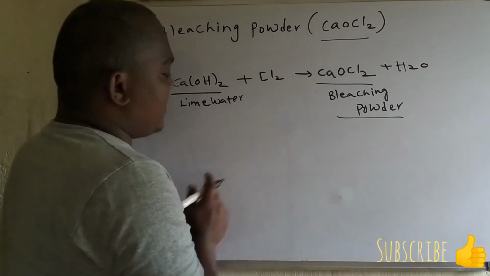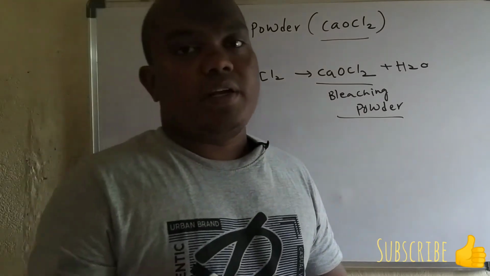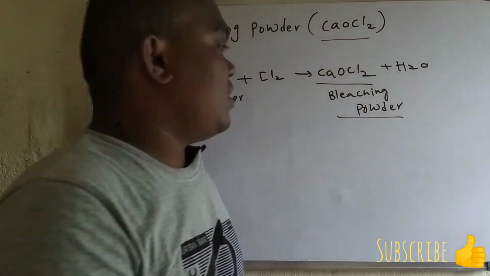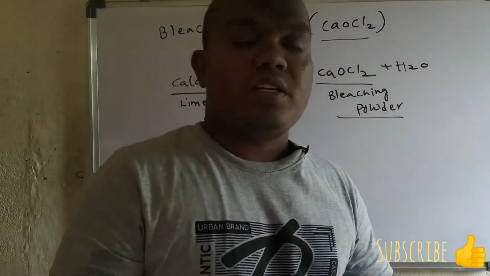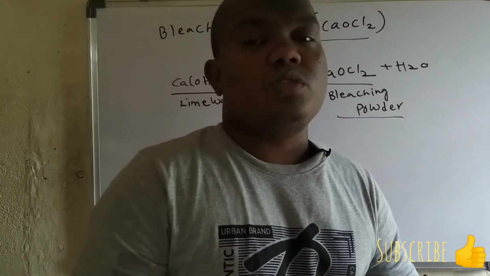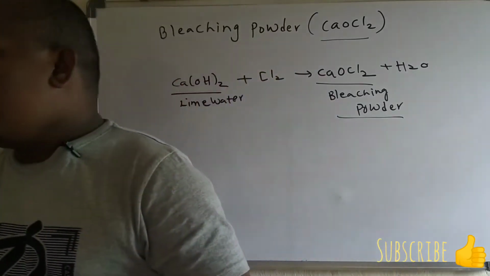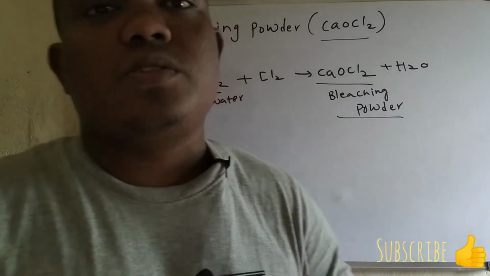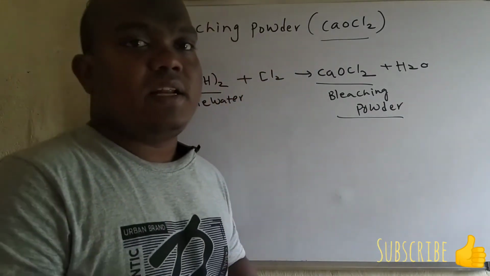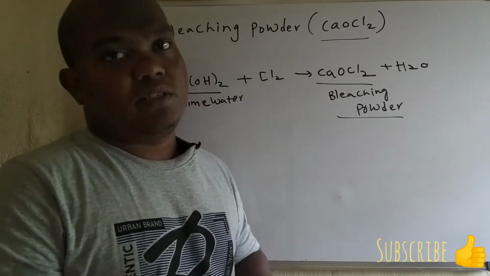Bleaching powder is also used in the purification of water. It can remove germs from the water. And it is also used as an oxidizing agent in some chemical reactions.